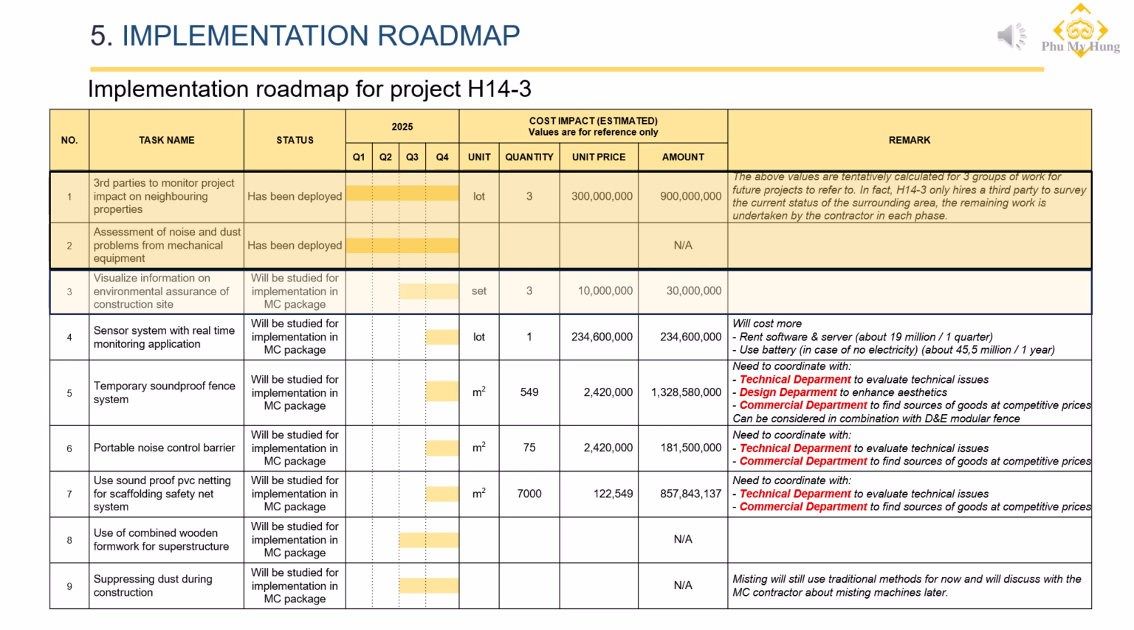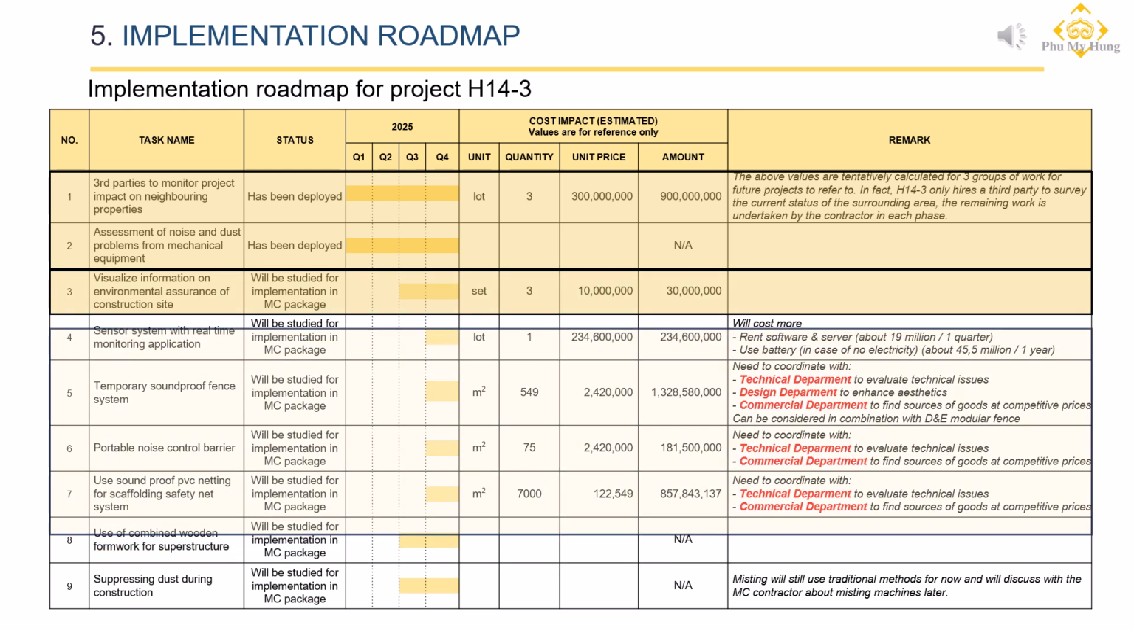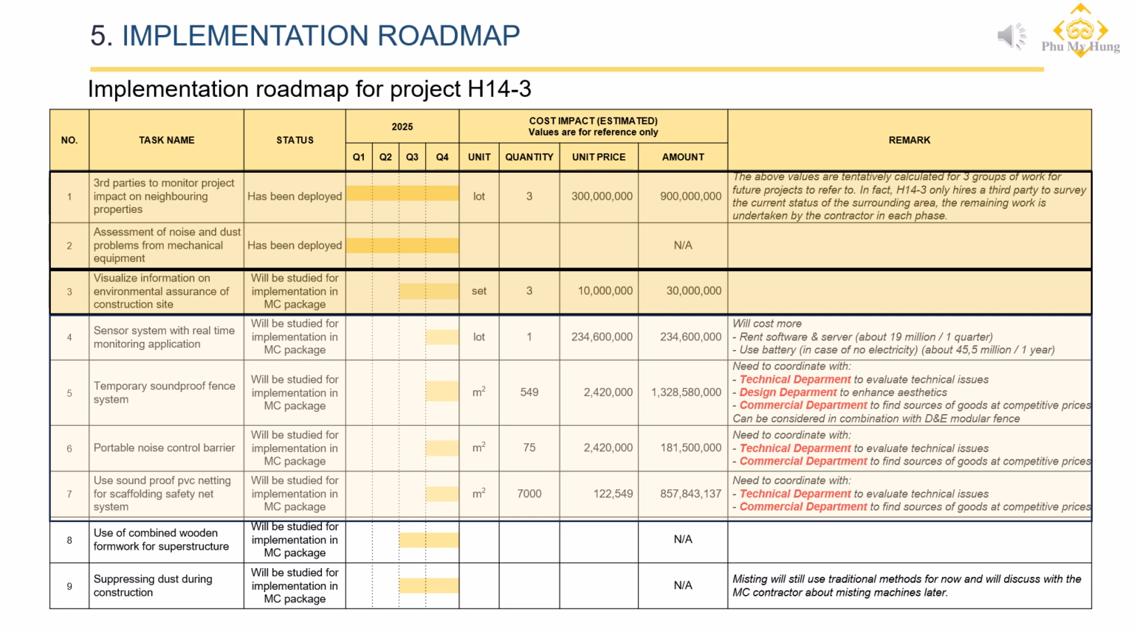Task 3. Installation of the display panels will begin around Q3 of 2025. Tasks 4 to 7. These tasks require close collaboration with departments such as technical, design, and commercial department to evaluate and optimize technical aspects, costs, and aesthetics. We aim to start these tasks in Q4 of 2025, which coincides with the completion of the underground structure and the initiation of ground floor construction. Thus, these activities will have minimal impact on the surrounding residents. However, we are working to accelerate coordination to begin implementation as early as possible.